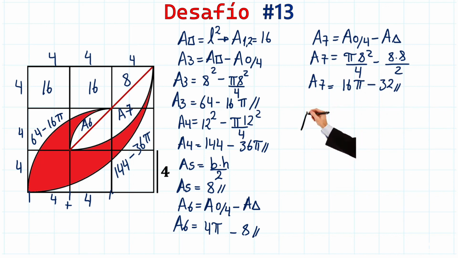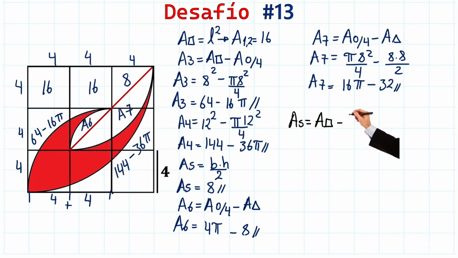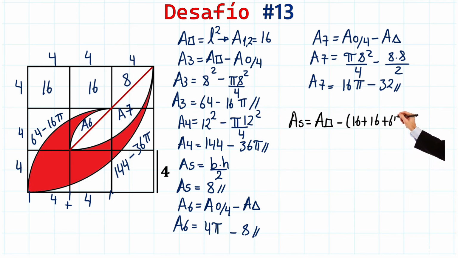The shaded area, let's move it a little to the left, is going to be equal to the area of the entire square minus the empty areas, right? So let's start listing all the empty areas. Here we have 7 areas, right? So area 1 is going to be 16, area 2 16. Let's list it here. 16 plus 16. Then we have area 3, which is 64 minus 16 pi. So here we have 64 minus 16 pi.